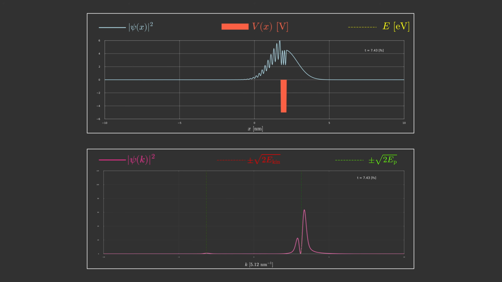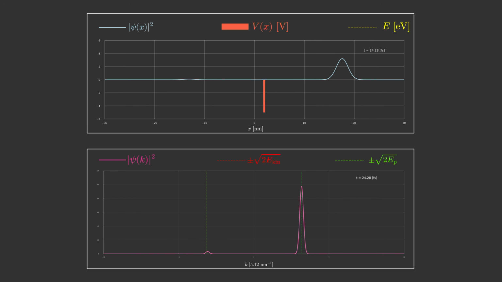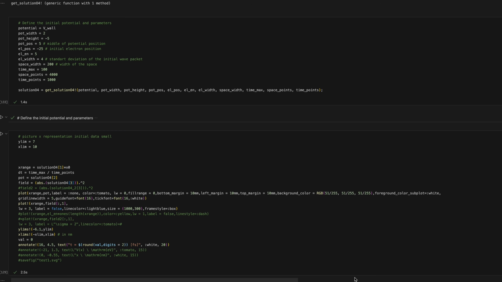As expected, the wave came through, but there seems to be something also going back. There is still some wave reflected from the boundary. And we can also see it more clearly in the Fourier space, and there is a chance of detecting the electron with negative momenta.